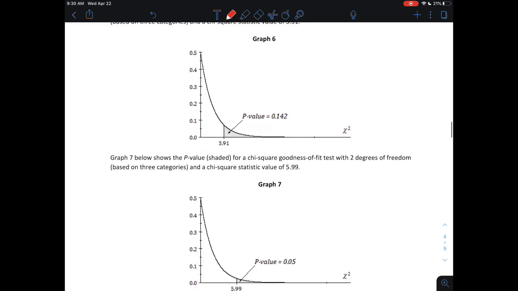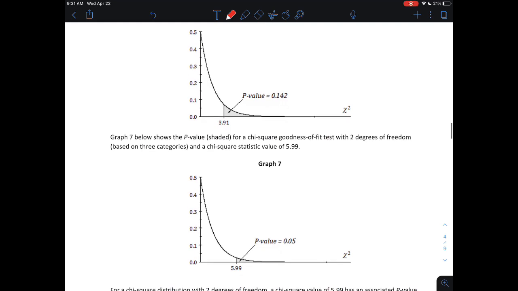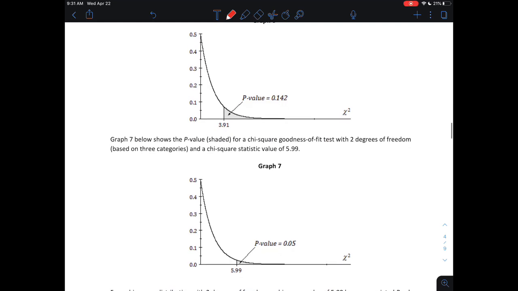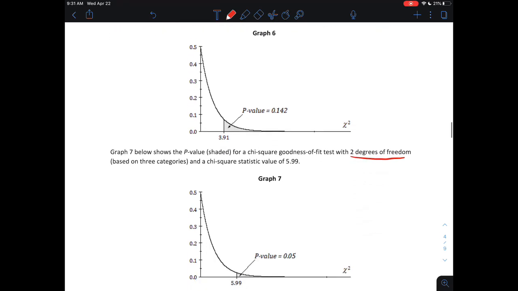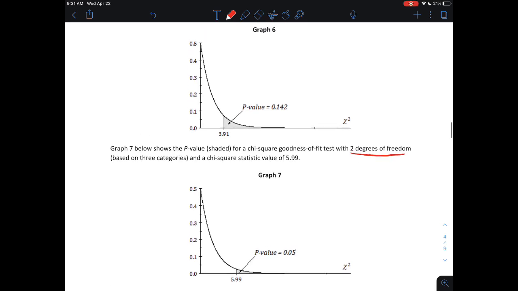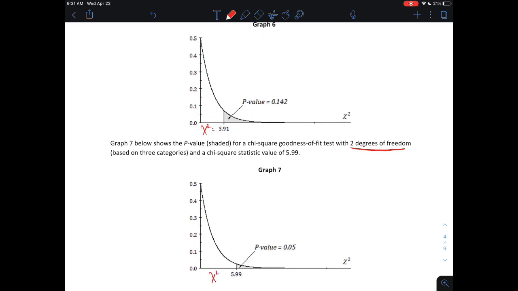Graph 7 below shows the p-value, which is shaded, for a chi-square goodness of fit test with 2 degrees of freedom based on 3 categories and a chi-square statistic value of 5.99. So first of all, these 2 graphs involve the same degrees of freedom, 2 degrees of freedom, but they have different chi-square values. The first graph, graph 6, has chi-square equal to 3.91, whereas the second graph, graph 7, has a chi-square equal to 5.99. And graph 6 has a p-value of 0.142, and graph 7 has a p-value of 0.05.